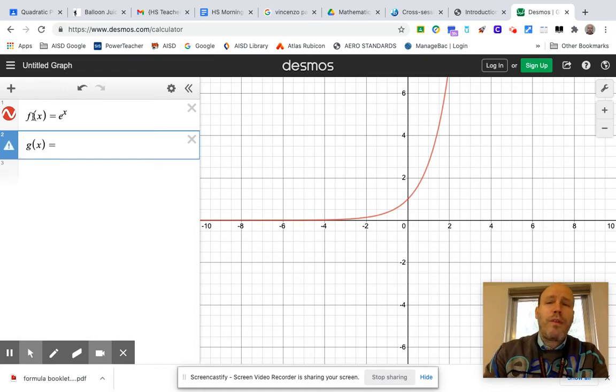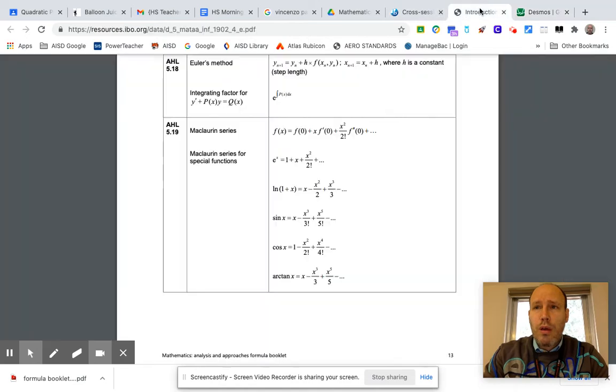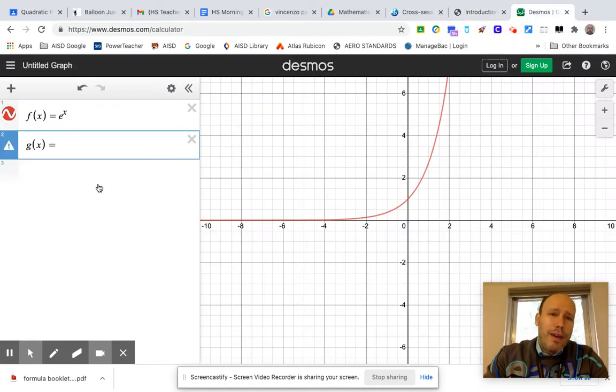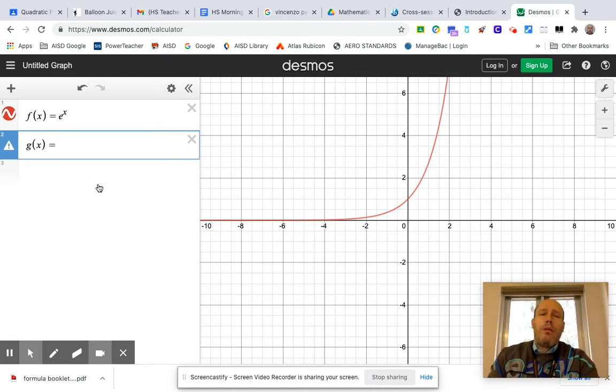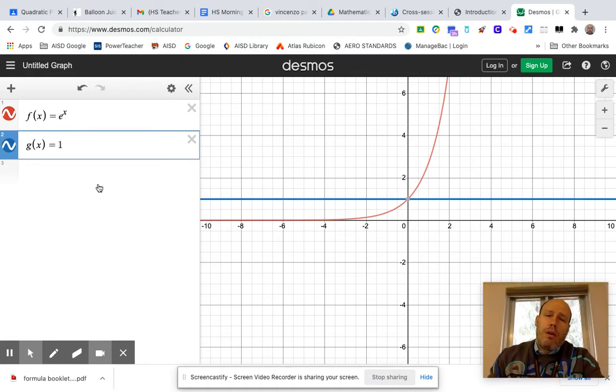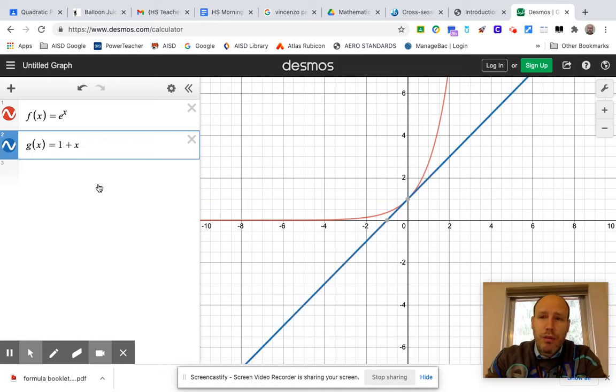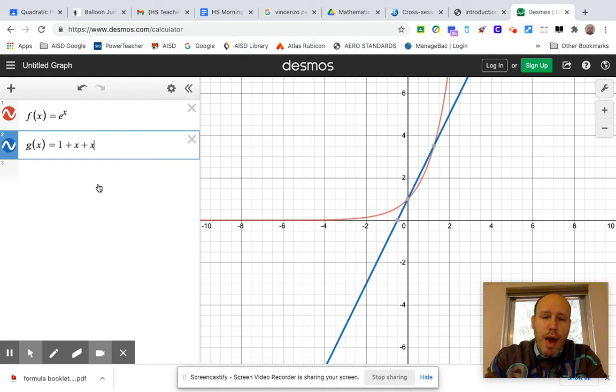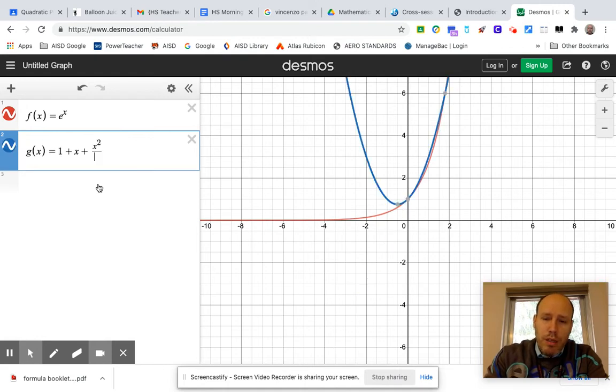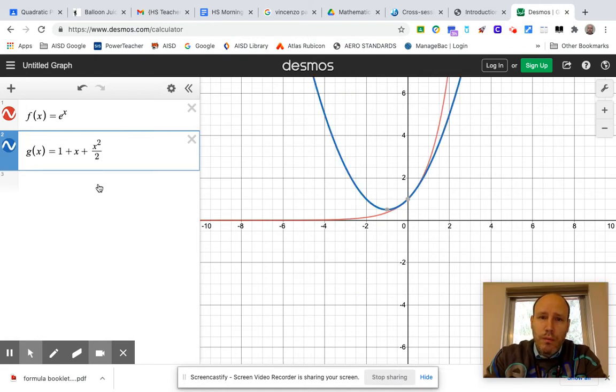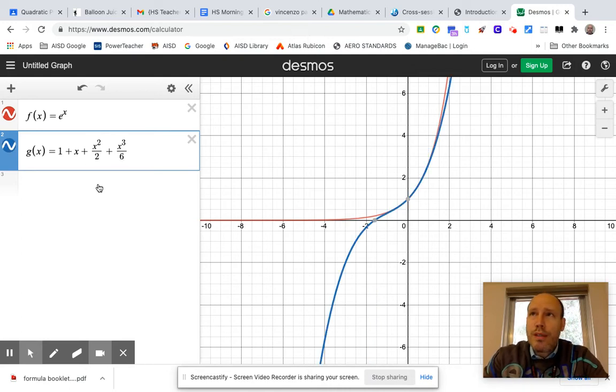And from the formula sheet that you saw, take a picture, or look at your formula, the idea is that e to the x can be represented as 1, so let's build up 1 plus x, plus x squared divided by 2 factorial, plus x cubed divided by 3 factorial.